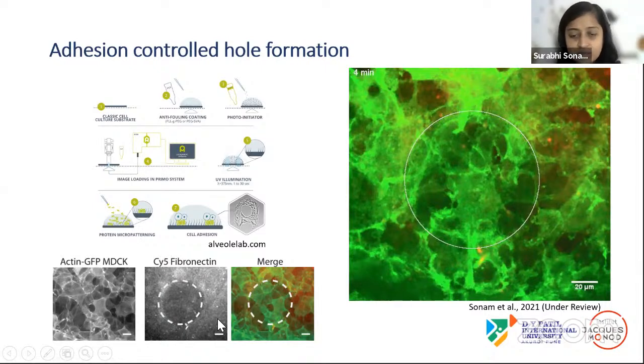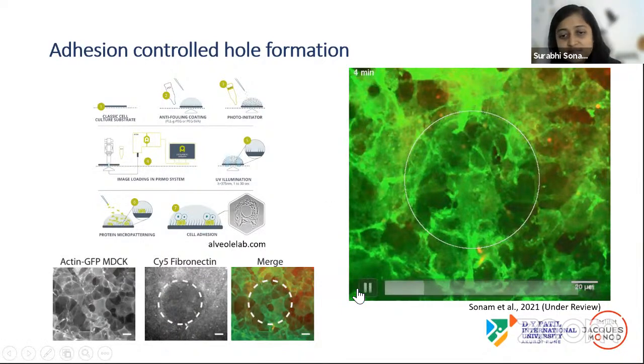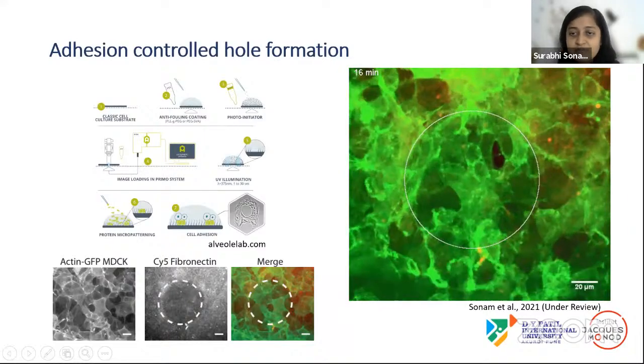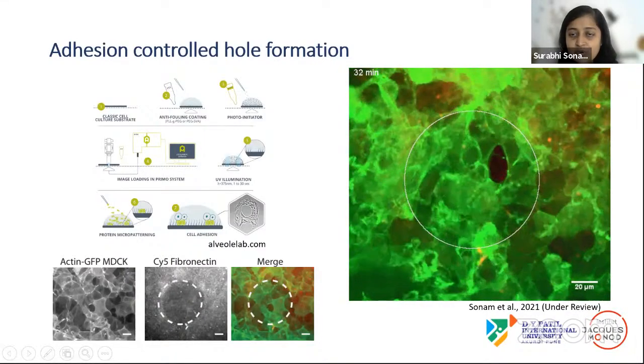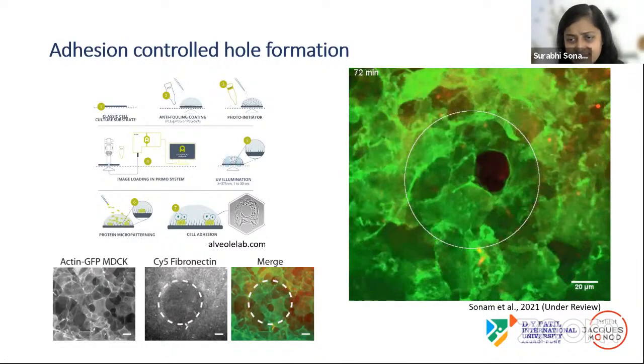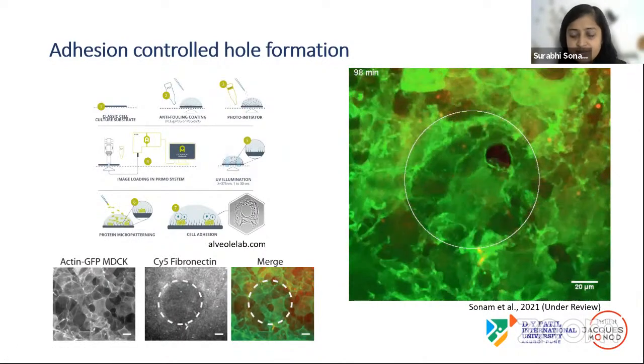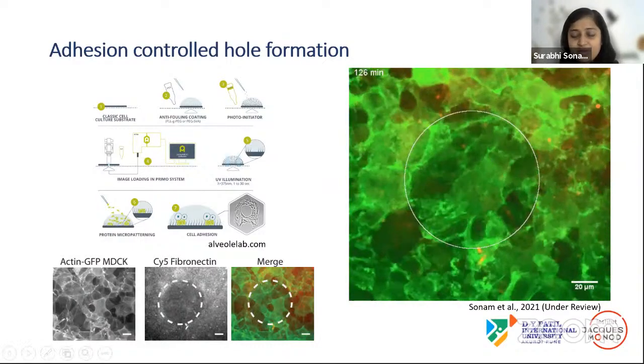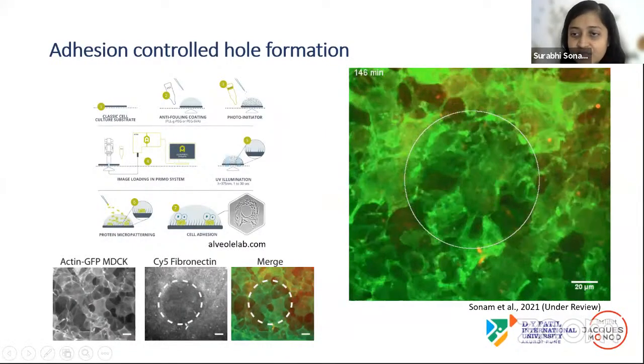So it's the lesser density of fibronectin, and at the sides we have more concentration of fibronectin. So when we put cells on them, if you could play the movie on the right side, thanks. If we seed cells on them, they tend to form holes at the center, where the fibronectin concentration is lesser than at the sides, where the fibronectin concentration is really high.